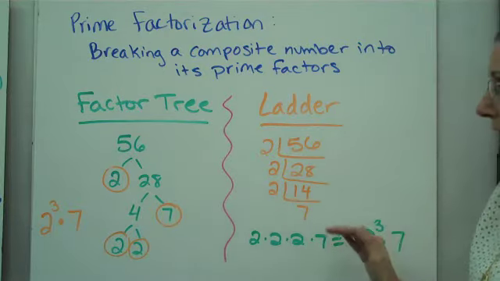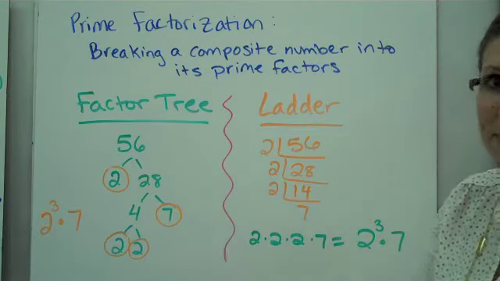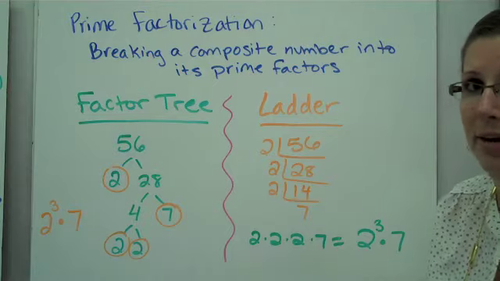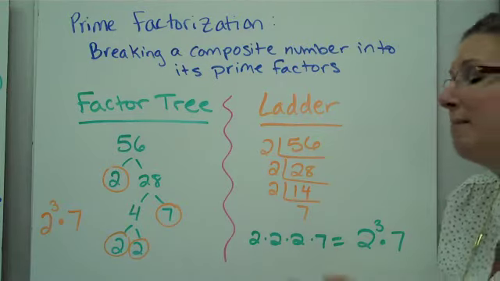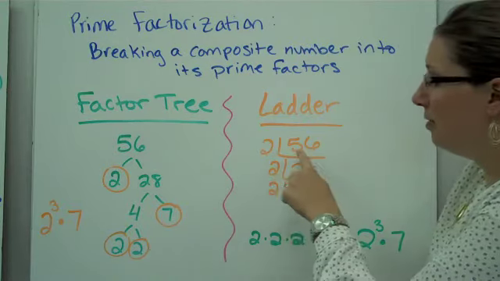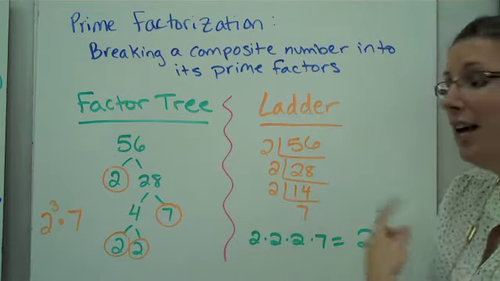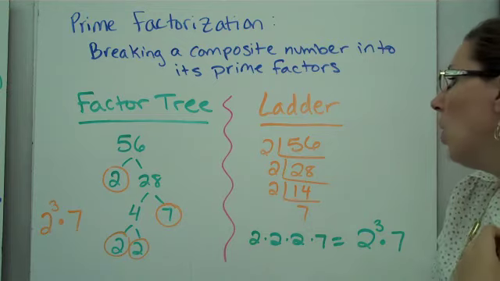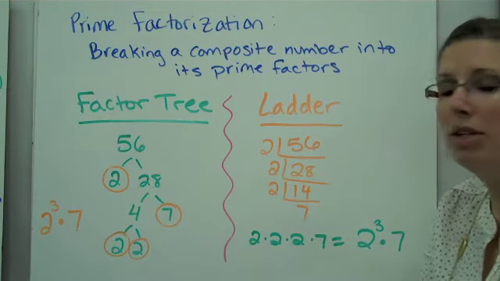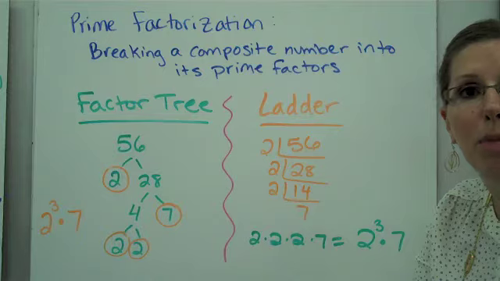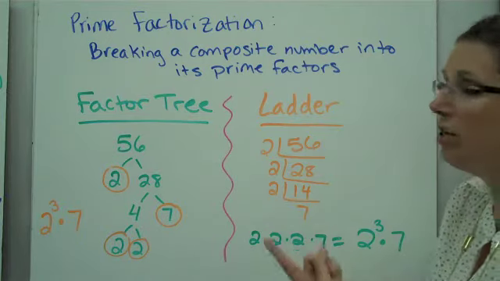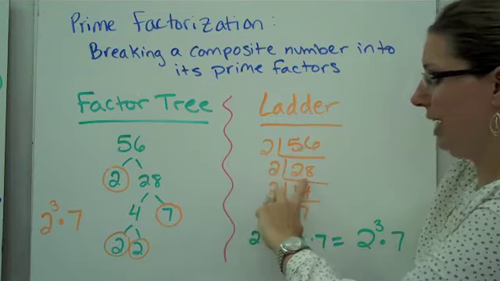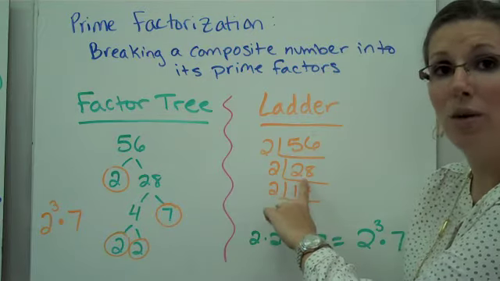Over here in the ladder method, I've got the same thing going on, except you'll see I have what looks like an upside down division sign. And that's precisely what it is. So I've started with my number 56, and I draw an upside down division symbol, and I say, okay, what goes into 56? And I'm kind of looking for the smallest prime number that goes into 56. 2 is that number. So 56 divided by 2 is 28. And I do that again.